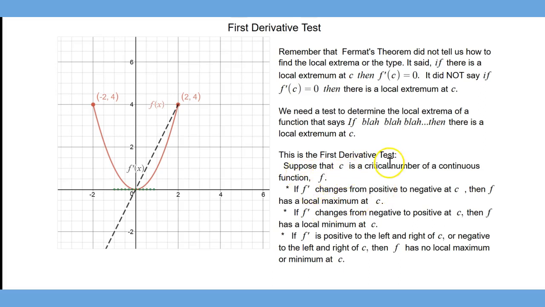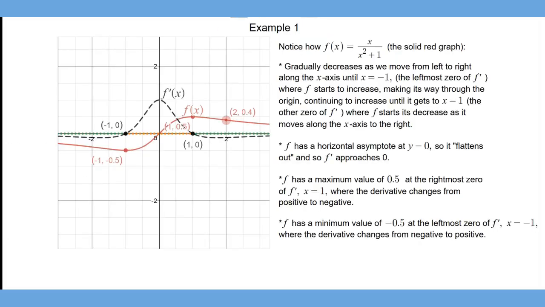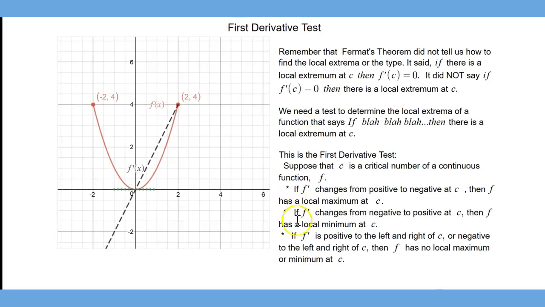Suppose that you have a critical number c for a continuous function f. If the derivative changes from positive to negative at that value, then f has a local maximum at c. So we saw that here, f prime changed from positive to negative at this local maximum. If f prime changes from negative to positive at c, then f has a local minimum.